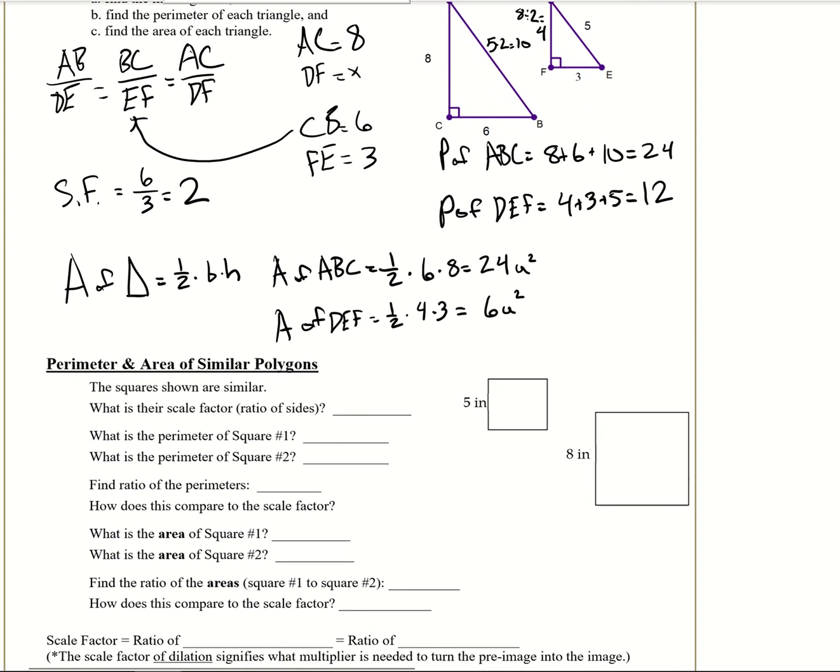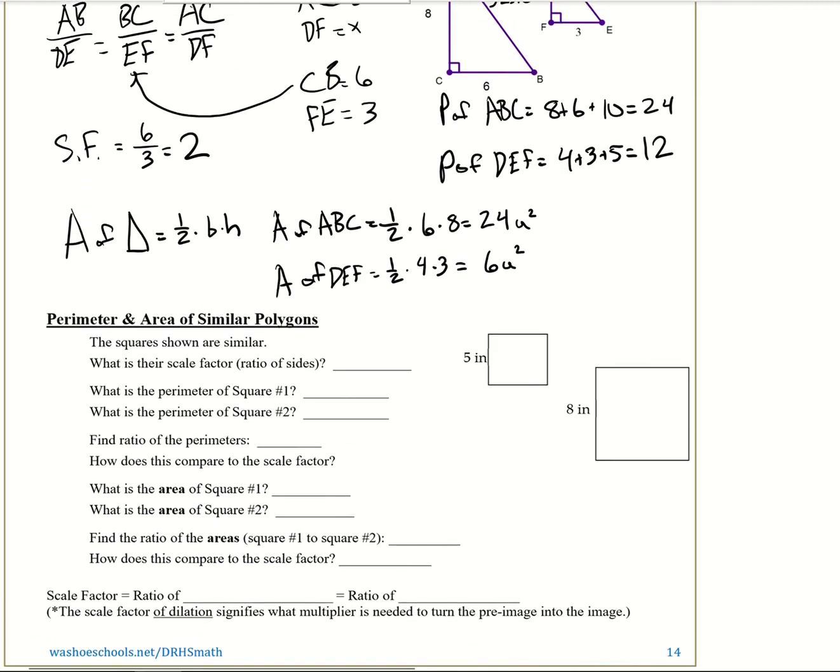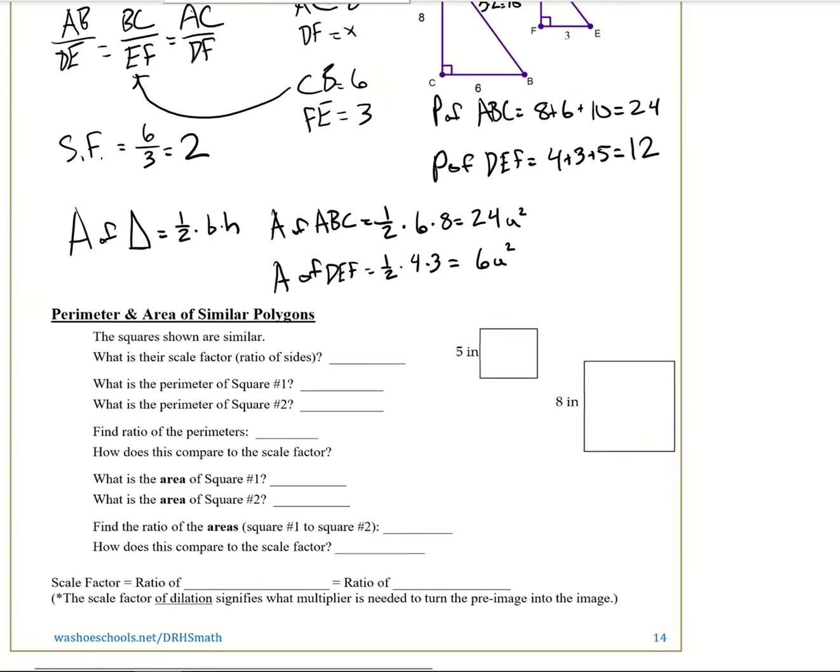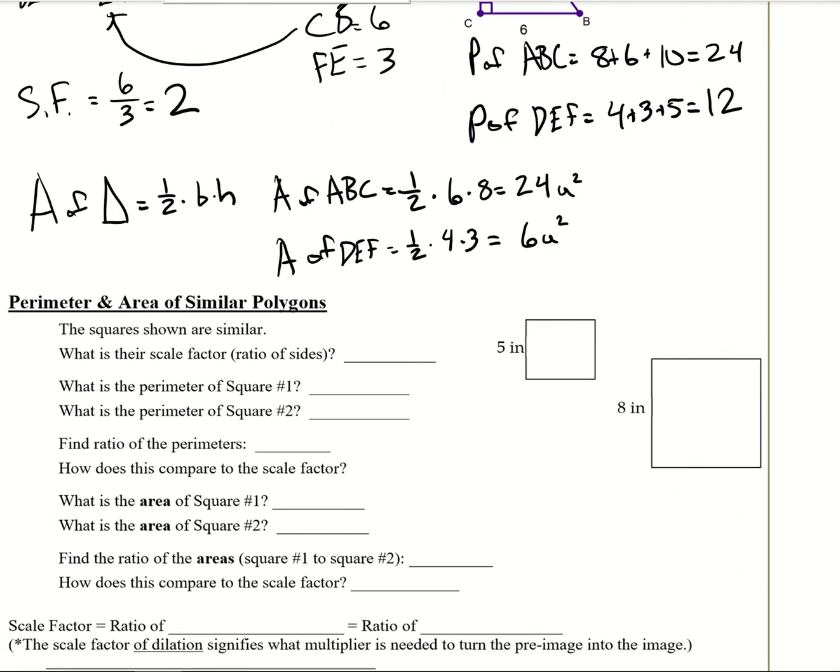Okay. There is a pattern here that we're going to talk about in a second. So the scale factor is the same as the ratio of sides. It doesn't specify whether we're going from small to large or large to small, so we can just say it is 5 to 8. The perimeter of the first square, we'll say that this is number 1, this is number 2, is going to be 5 times 4 because it has 4 sides and they're all 5. So this is going to be 5 times 4, which is 20. This one will be 8 times 4, which is 40.